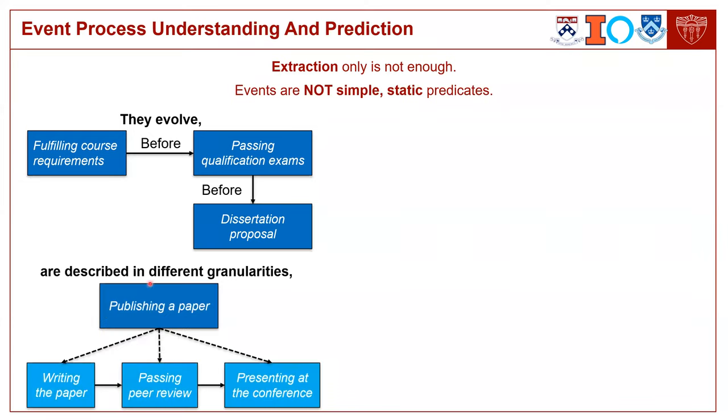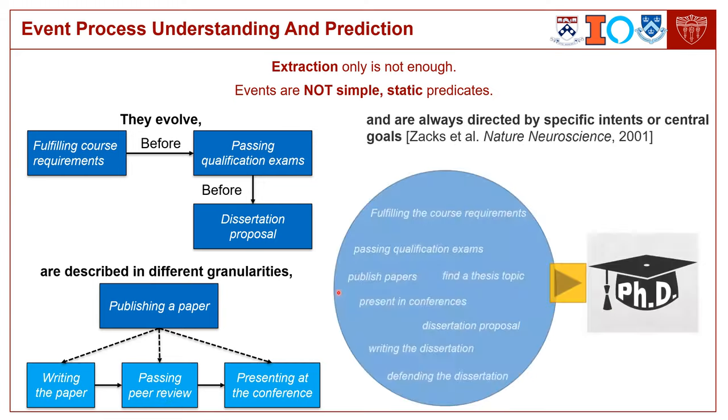Right? And also, events are often described at different granularities, which means that a coarse-grained event like publishing a paper may include more fine-grained event processes of writing the paper, passing the peer review, and presenting the paper at the conference. And also, related events are often directed by specific intents or central goals. For example, all the events here, fulfilling the course requirements, defending the dissertation, so on and so forth, are directed by the same goal of earning the PhD.